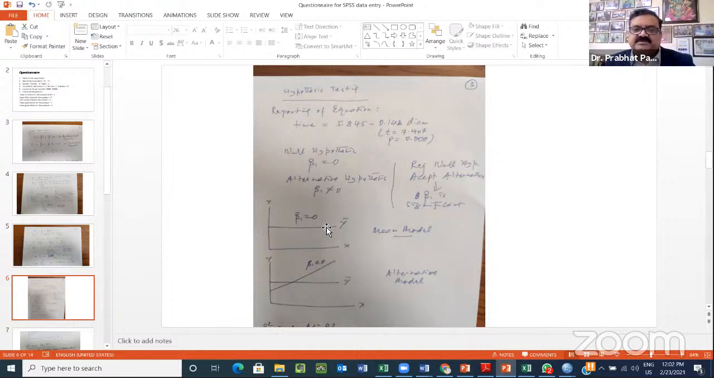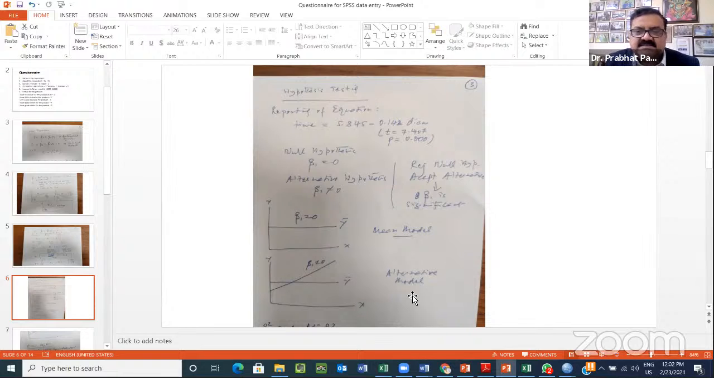So what is your best prediction in the absence of any regression? The best prediction is that whatever the value of x, the y will go back to its mean value. So the average value of y is my best prediction. That is what the mean model is all about. But the question here is, is your regression doing anything different from the mean model?